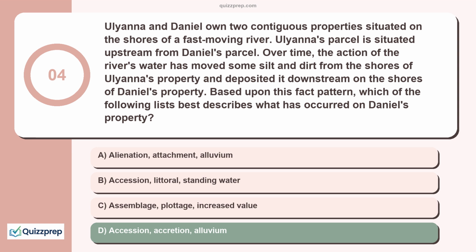B is incorrect. Littoral has to do with rights of owners who live by standing water, like a lake, a pond, or the ocean. There is nothing in the fact pattern to suggest either parcel of property is near a body of standing water. C is incorrect.